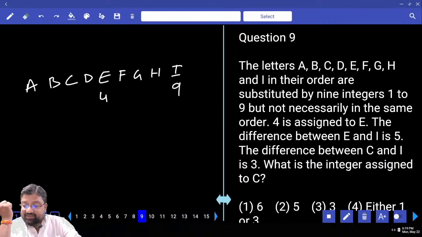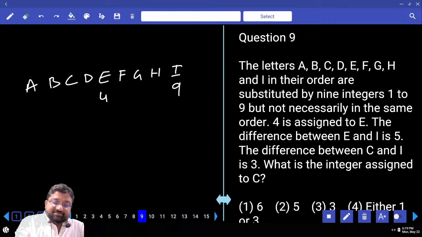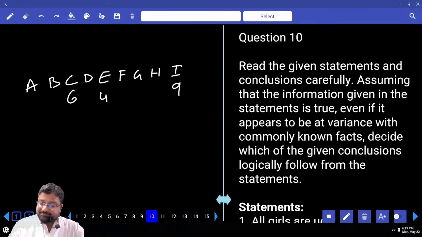Next, the difference between C and I is 3. I is already 9. Plus 3 gives 12, but you can't take a number above 9, it should be only from 1 to 9. Minus 3 gives 6. What is the integer assigned to C? What's the answer? 6.